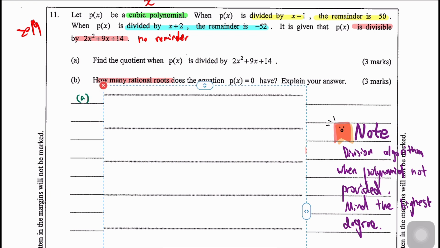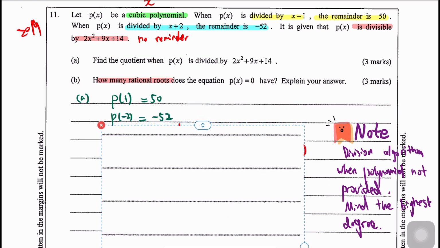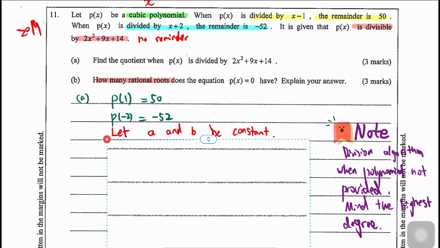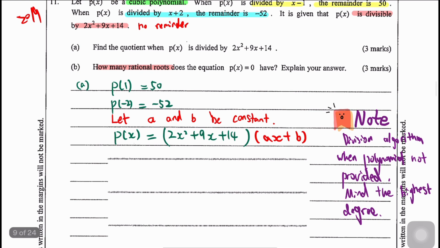First, P(1) equals 50. The second one is P(-2) equals negative 52. As we don't have the polynomial, we cannot substitute the x in. So the third information given to us is that the polynomial is divisible by this quadratic equation. So what we do here is we try to form the polynomial by the division algorithm. Because there is no remainder here, you don't need to add it. So this is the factor.